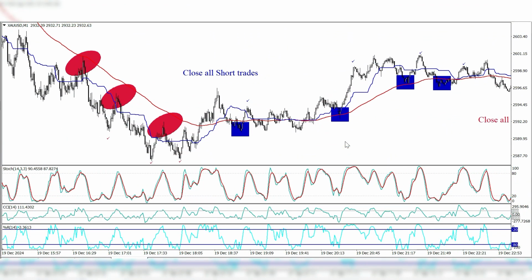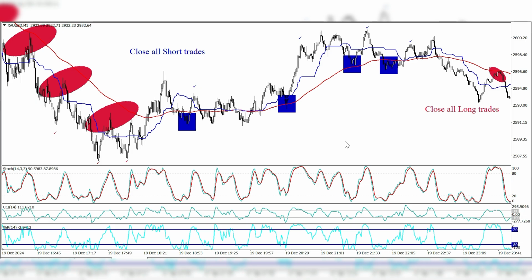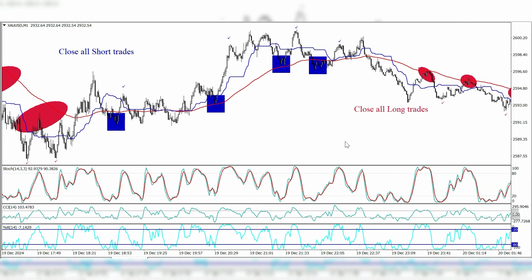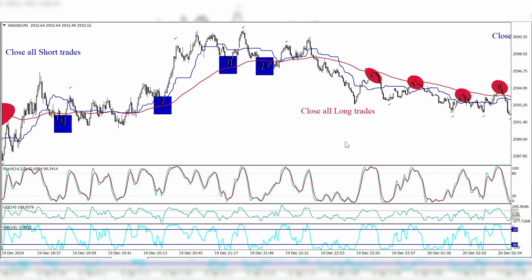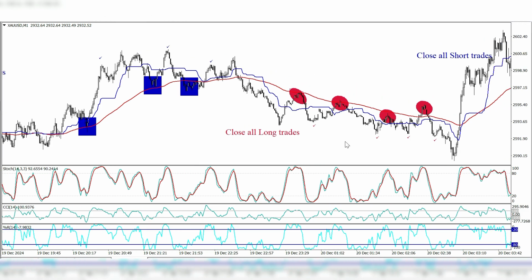Combining complementary Forex trading indicators is a proven way to enhance your trading strategy. By understanding their roles and using them cohesively, you can make more informed decisions and increase your chances of success in the Forex market. Remember, practice and consistency are key to mastering any trading approach.